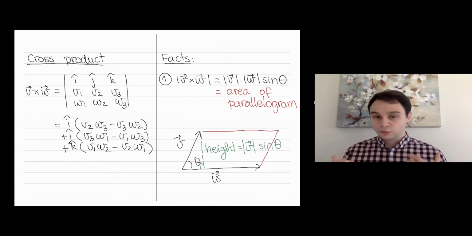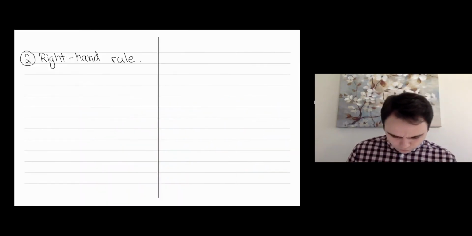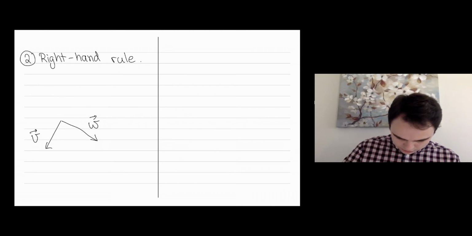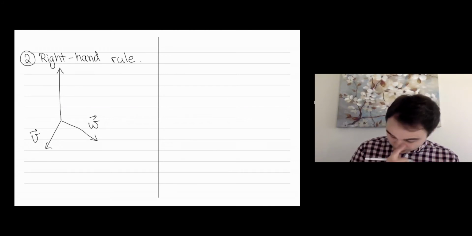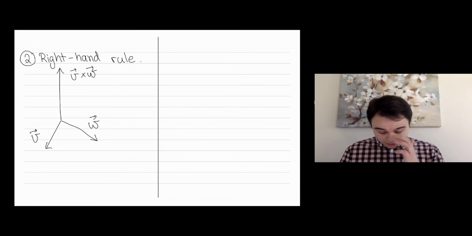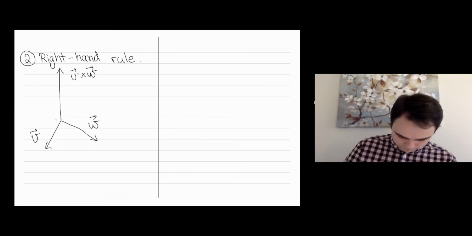Now let's understand the direction of the cross product. Here's what it says. If this is V and this is W, then the right-hand rule tells us the direction of V cross W. So V cross W is perpendicular to both V and W.